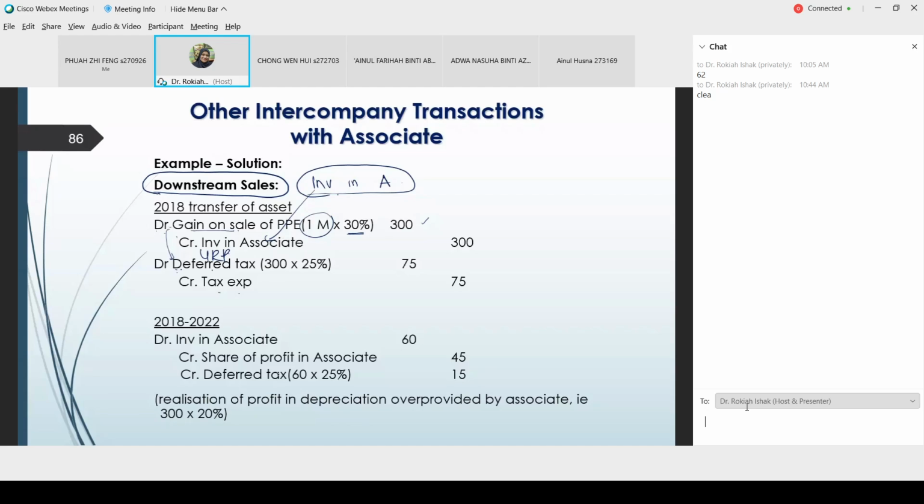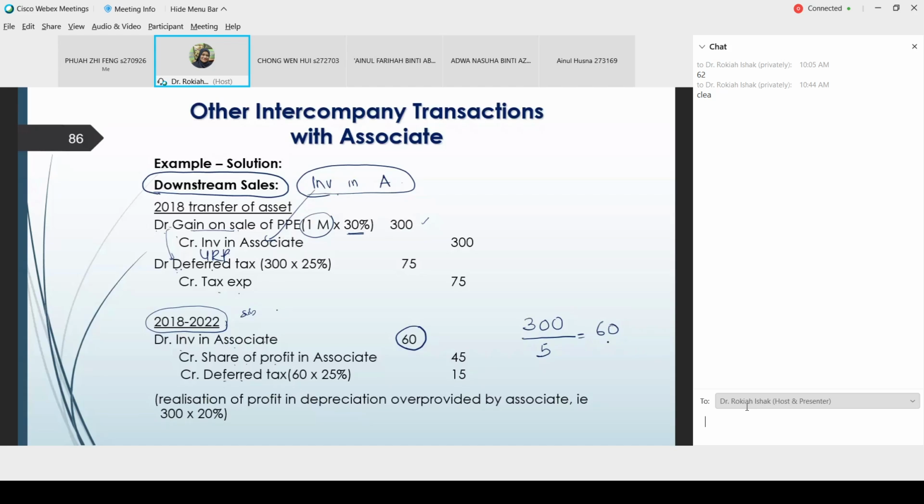And then in the subsequent years, we need to have this entry: debit investment in associate, then credit share of profit in associate and also credit deferred tax. Where does this figure of 60 come from? The total gain that we have here is 300. That 300 is going to be realized when you use that asset. The useful life is 5 years, so every year you're going to realize 60,000.